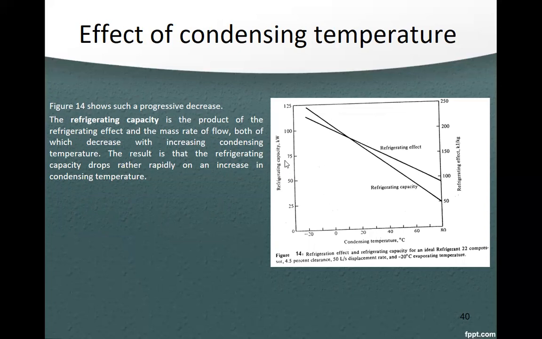Condensing temperature and refrigerating capacity. The refrigerating capacity is the product of the refrigerating effect and the mass rate of flow, both of which decrease with increasing condensing temperature. The result is that the refrigerating capacity drops rather rapidly on an increase in condensing temperature.